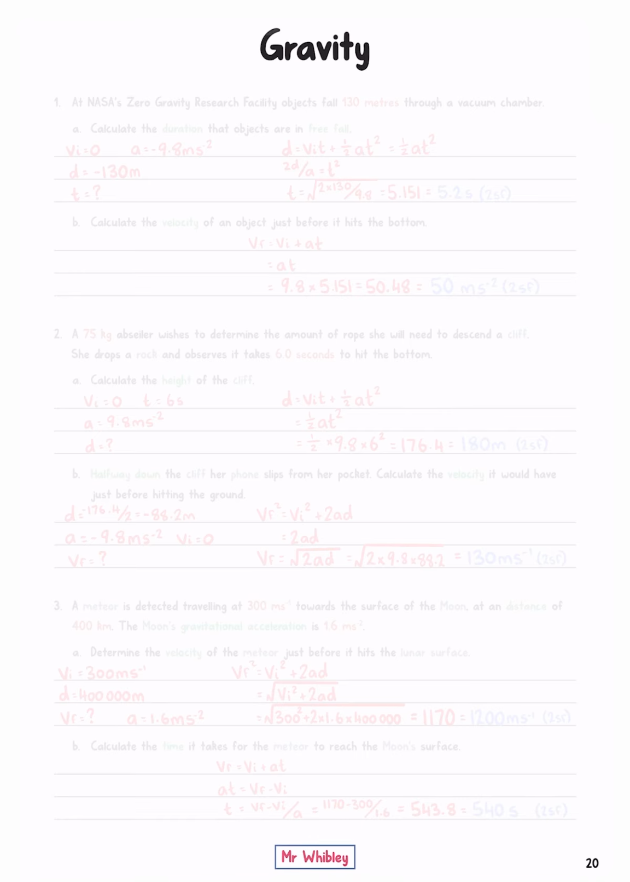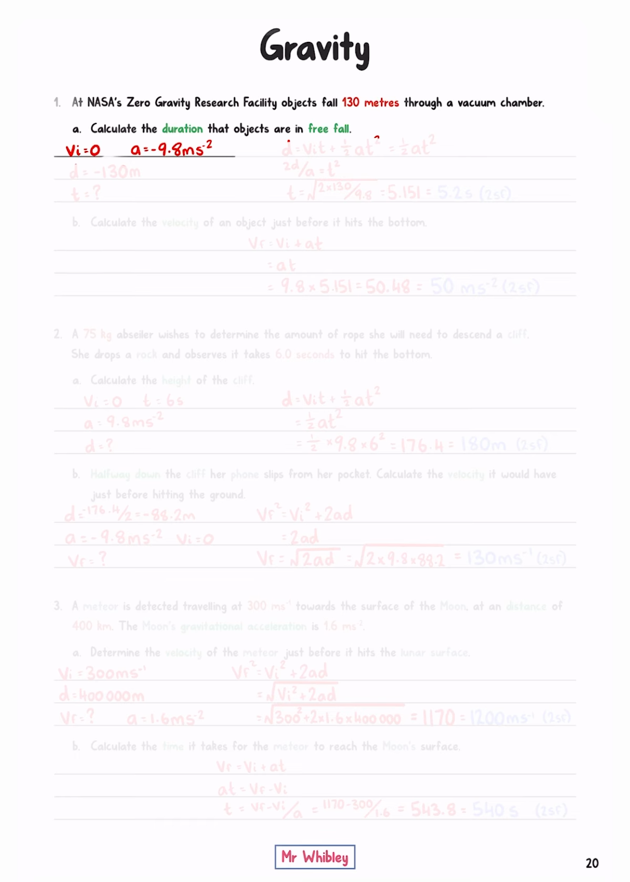Gravity. Question 1. At NASA's Zero Gravity Research Facility, objects fall 130 meters through a vacuum chamber. Calculate the duration that objects are in free fall. Objects that are dropped have an initial velocity of 0, will have an acceleration due to gravity of negative 9.8 meters per second squared. Our distance is 130 meters downwards, so negative 130, and we're trying to find the time.